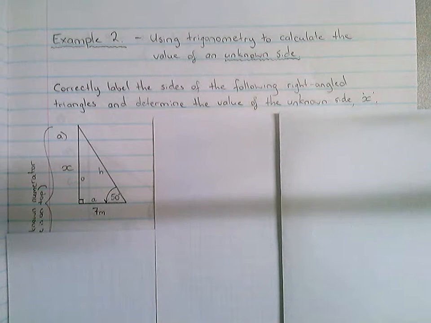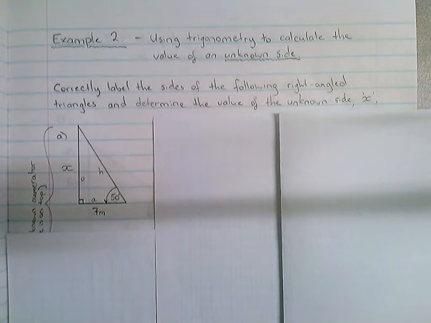We're going to be going through trigonometry with regards to calculating the value of an unknown side. I'll read the question. Correctly label the sides of the following right angle triangles and determine the value of the unknown side x. In each of these examples, the unknown side I've called x.